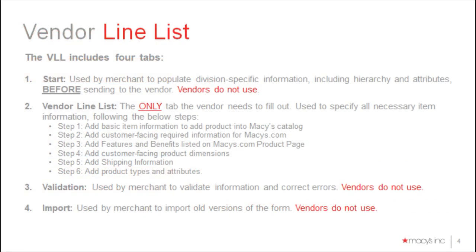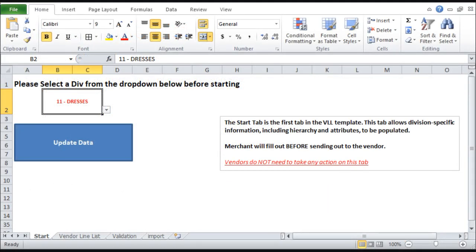The VLL includes 4 tabs: Start, Vendor Line List, Validation, and Import. The Start tab is used by merchants to populate division-specific information, including hierarchy and attributes, before sending it over to the vendor. As a vendor, you do not need to do anything on this tab. Just ensure that the items you are adding correspond to the division listed on the form.